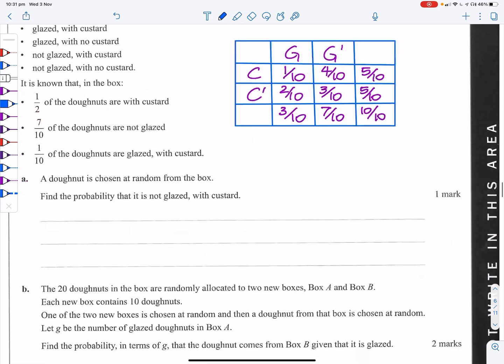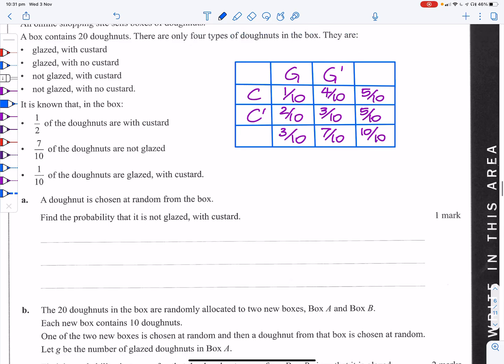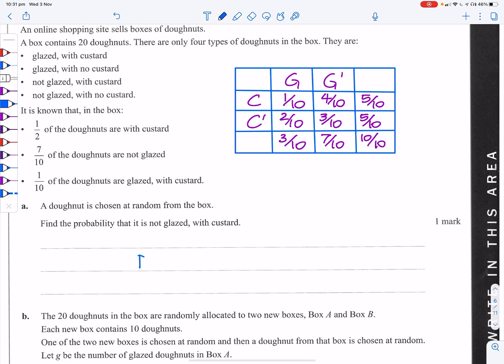It says a donut is chosen at random from the box, find the probability that it's not glazed with custard. So the probability that it's not glazed intersecting custard is 4 out of 10, which is 2/5.